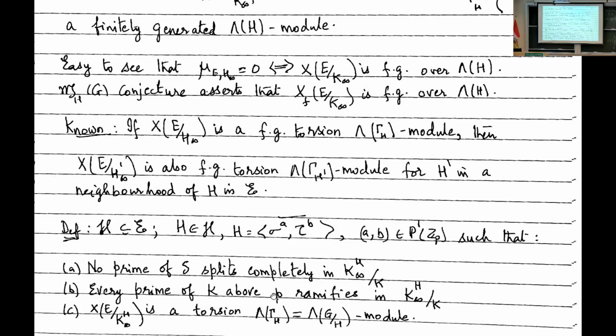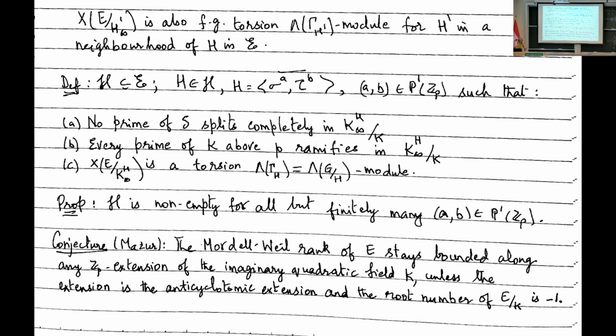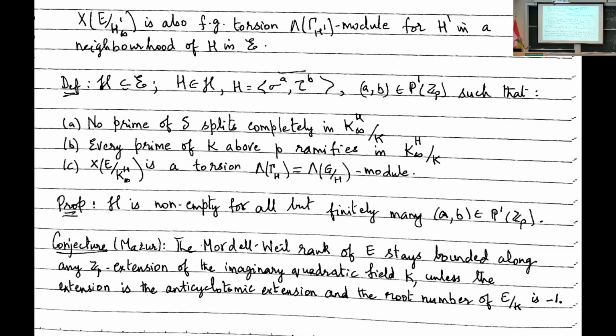Every prime of K above p ramifies in this extension. And then the Selmer group at this layer is torsion as a Lambda(Gamma_H) module. It's torsion over this remaining part. So I'm working over an intermediary Zp extension, and I take all the Zp extensions which satisfy these properties. Now, first question is does such a family exist? Is it non-empty? And the proposition we show is that it's non-empty. And in fact, it's non-empty for almost all but finitely many points in the P1.